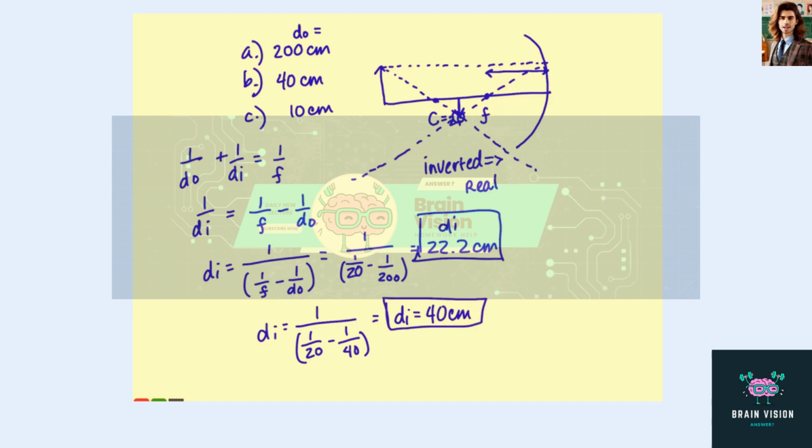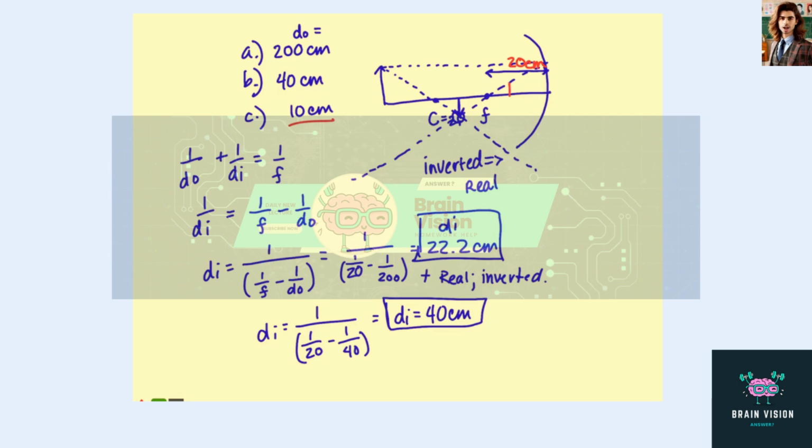And the fact that both of these are positive numbers means both of these will be real, and both will be inverted. So then for part C, this one is less than my focal. My focal again was 20 centimeters. Because it's less than my focal, I can already tell this is going to be a virtual image.